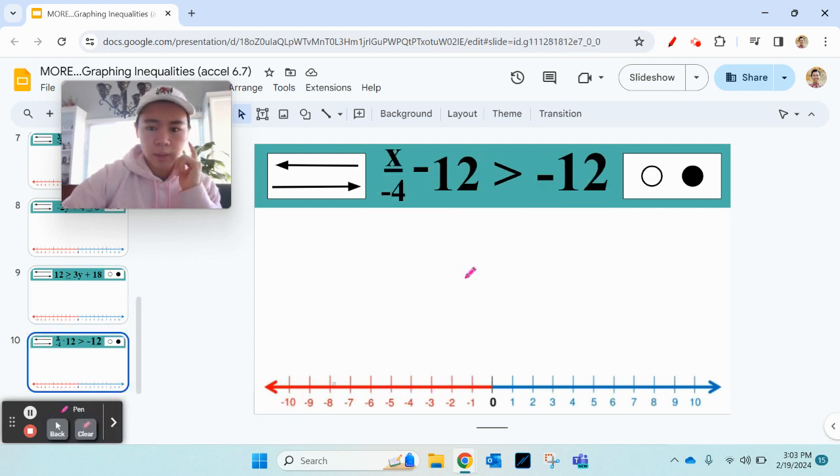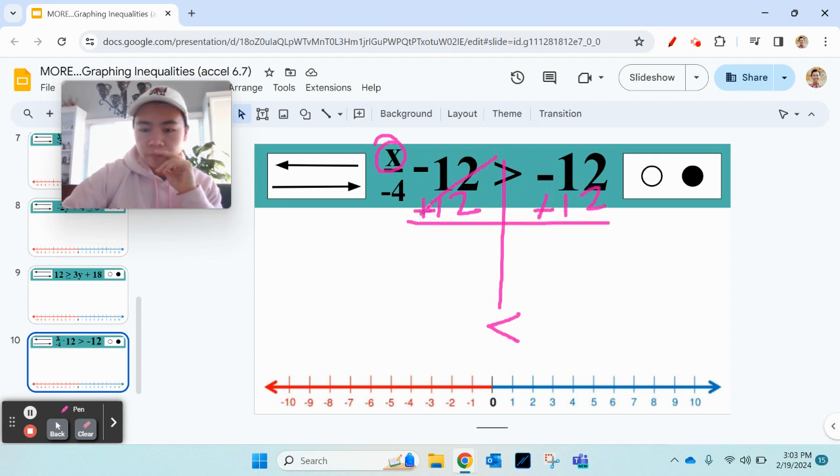All right, last one. Draw our line. x divided by -4. Our sign's going to flip. Go ahead and flip it so you don't forget. Okay, we're going to go ahead and get rid of this -12 by doing the inverse operation, which is +12. Then we have x over -4 is less than -12 plus 12 is 0.